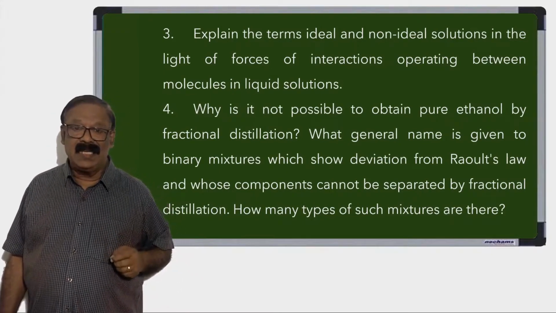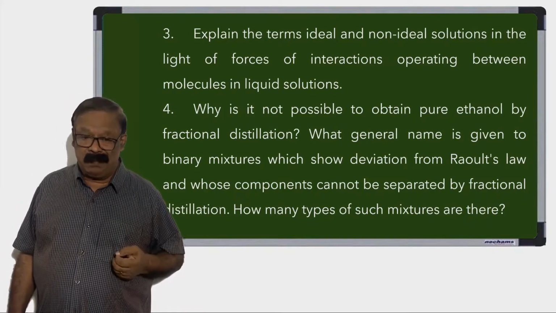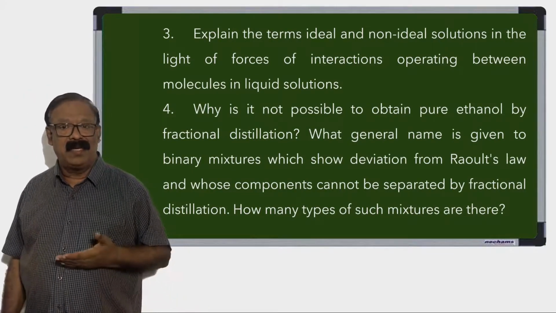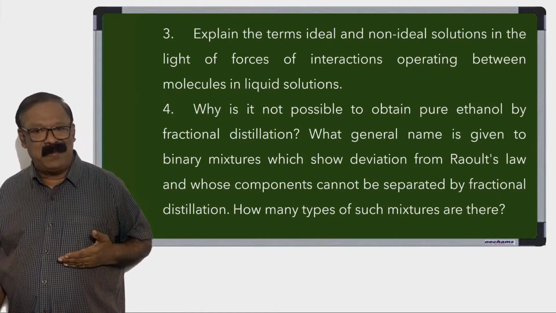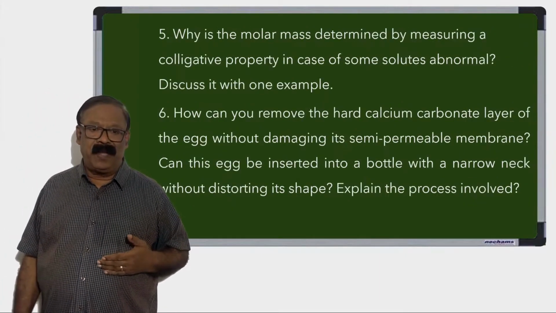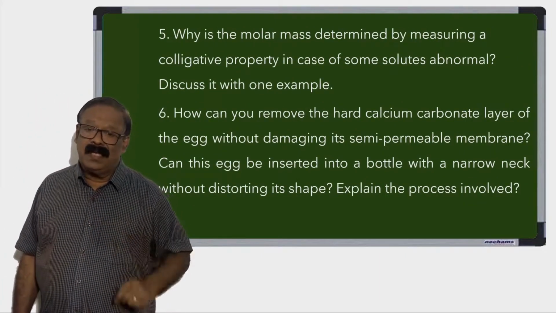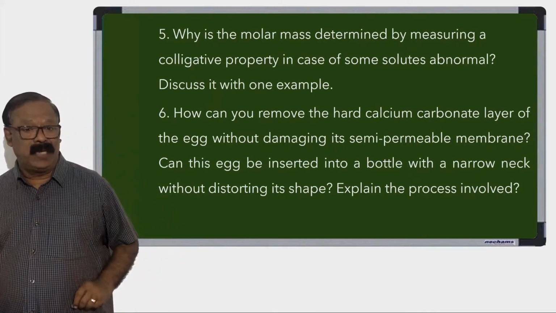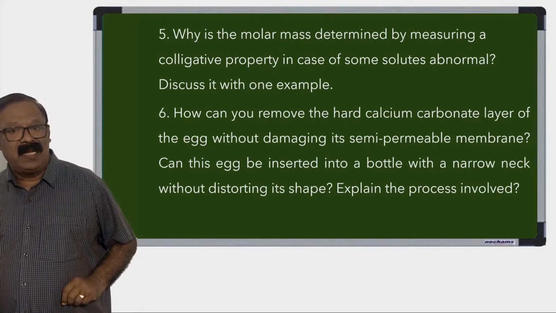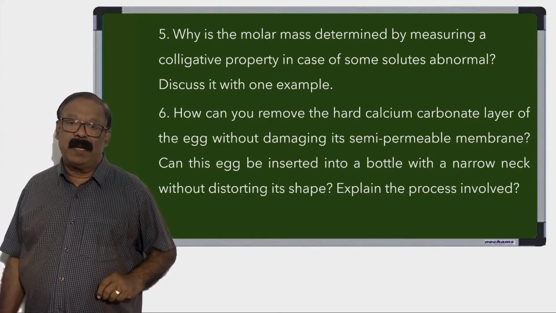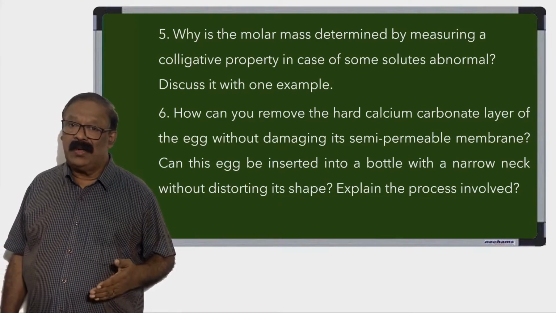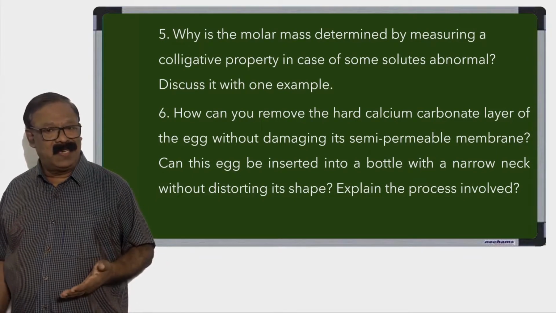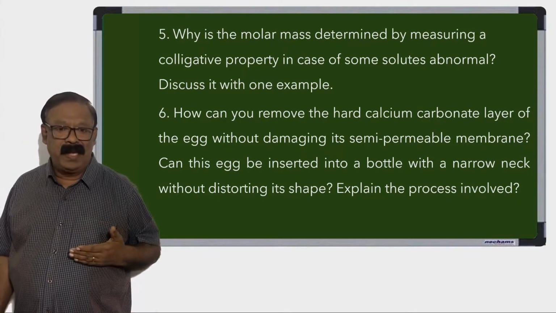The name given for this is azeotropic mixture, and there are two types of azeotropic mixture, one having minimum boiling point, other having maximum boiling point. Then, why is the molar mass determined by measuring a colligative property in case of some solutes abnormal? Discuss it with one example. The colligative property becomes abnormal if the substance undergoes dissociation or association. So, on this basis, the molecular mass obtained also will be abnormal.